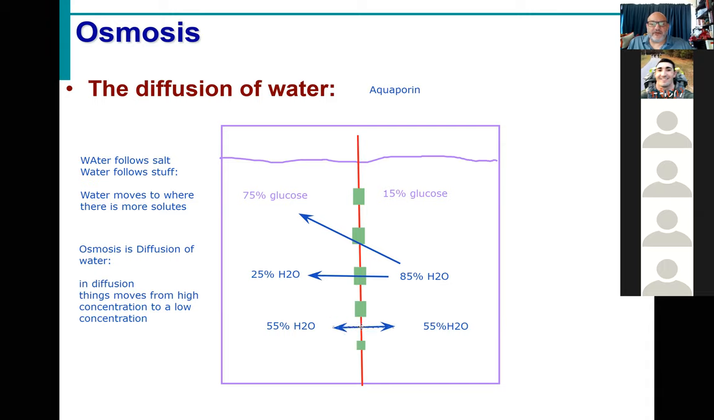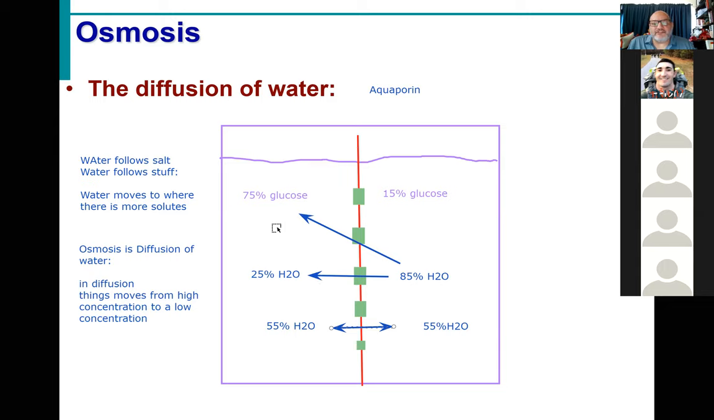So again, not a new rule. Osmosis is just the diffusion of water. So again, if you've had it beaten into your head that water follows stuff, water goes to salt, water goes to where there's more stuff, that's fine. If you want to think of it just in terms of the diffusion of water moving down its concentration gradient, that's fine too. But that's all osmosis is. Osmosis is the diffusion of water.